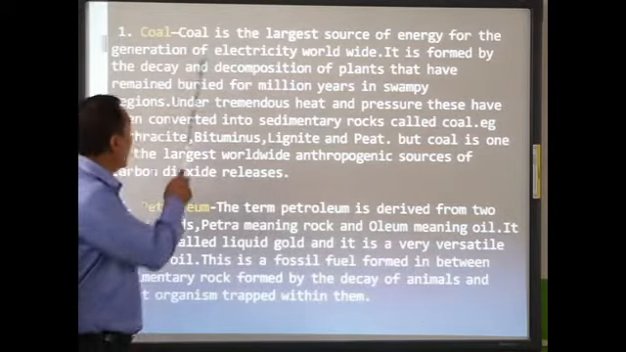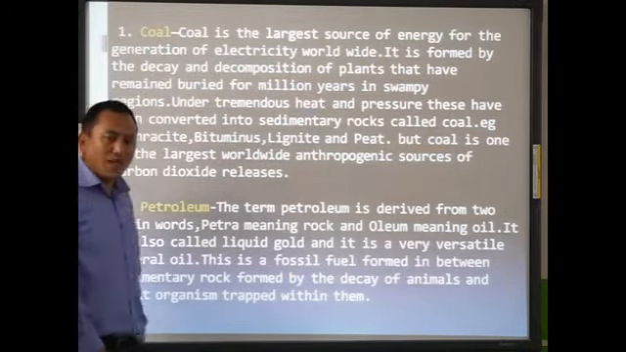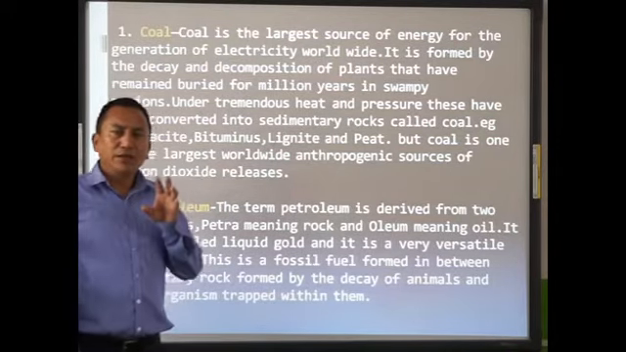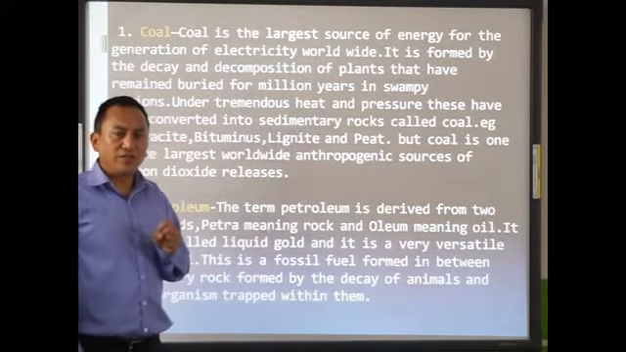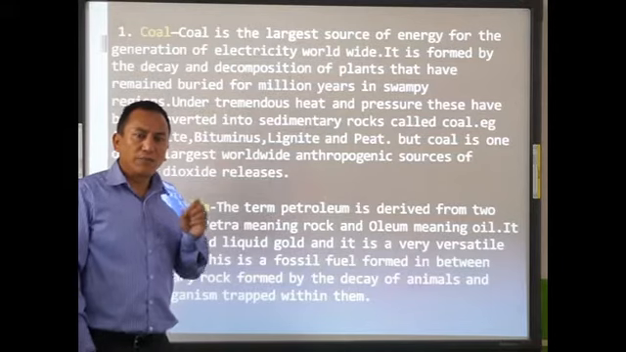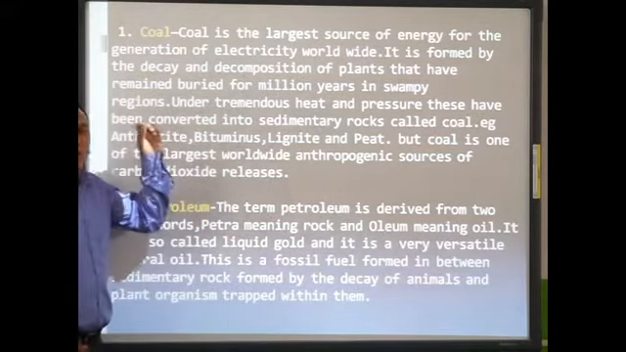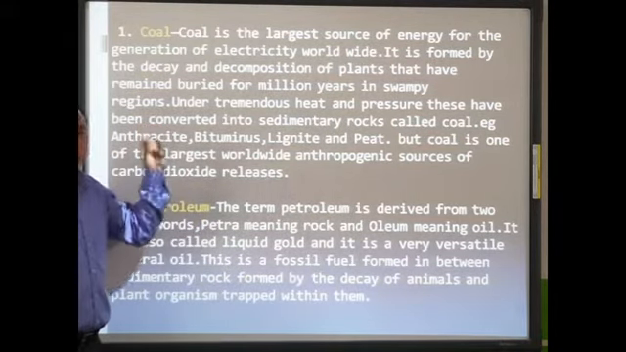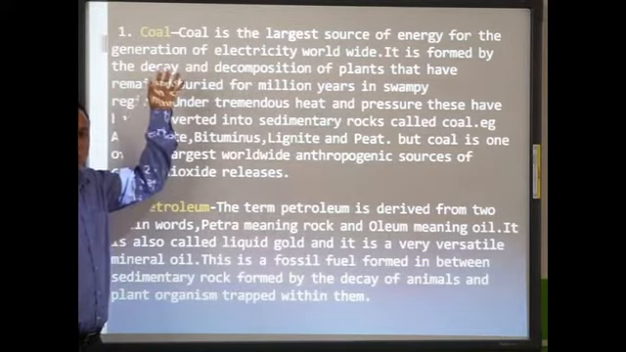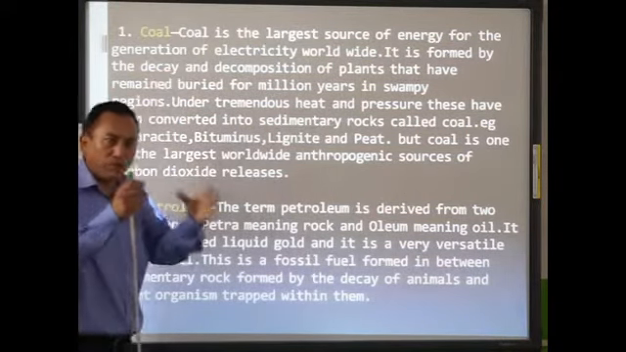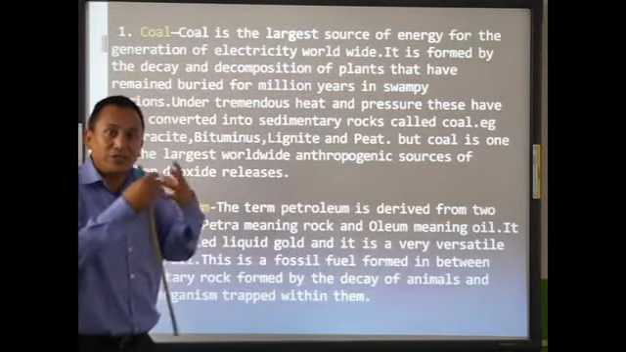Now let's see the first one, coal. Coal, as I told you, is basically an energy which is derived from the rocks. But this is a non-renewable source of energy. Once we use a certain amount of coal, that coal gets exhausted, it turns into ash.